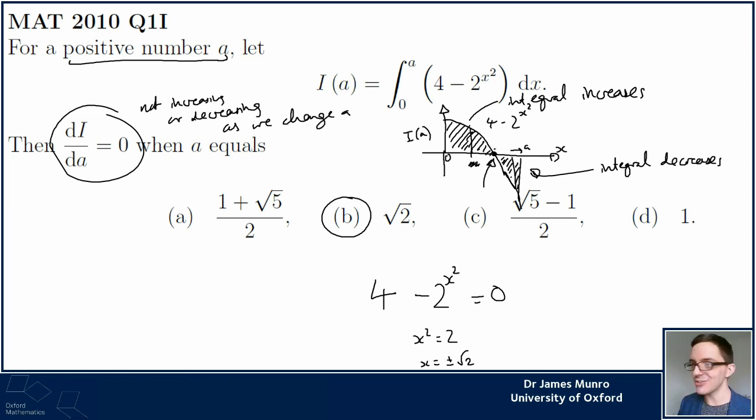Before there, the integral was increasing. After there, it's going to start decreasing. That's why dI/da, the derivative of the integral, the area, with respect to a is equal to 0 at that point.